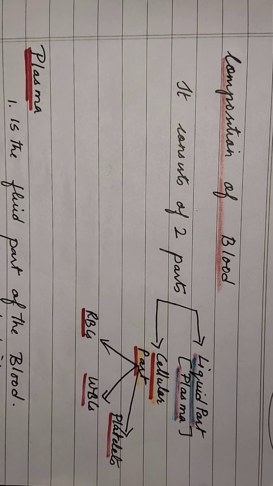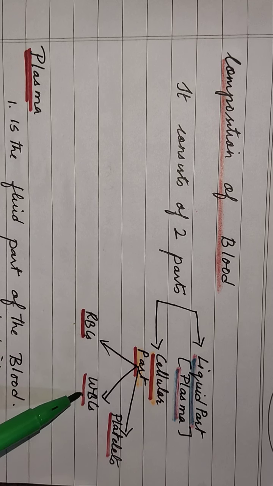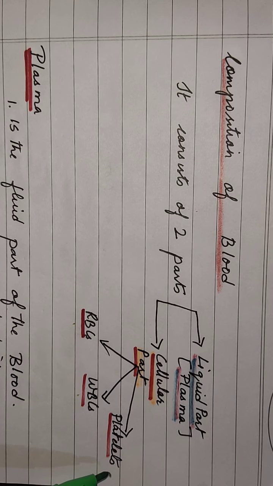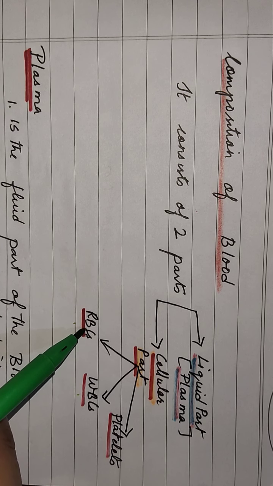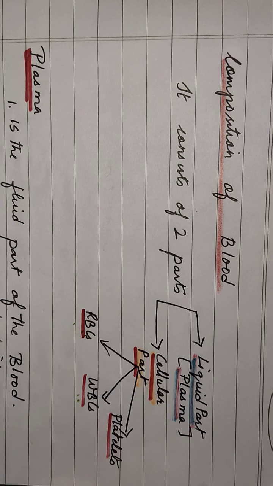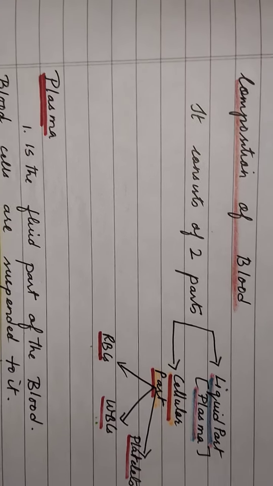Now let us understand the composition of blood. What is present in the blood? The composition of blood has two parts. One is the liquid part known as plasma, and we have the cellular part that consists of RBCs, WBCs and platelets. Cellular, in other words, is like a network, where you have different types. So these are the different types: RBCs, WBCs and platelets. We will just learn about plasma today.